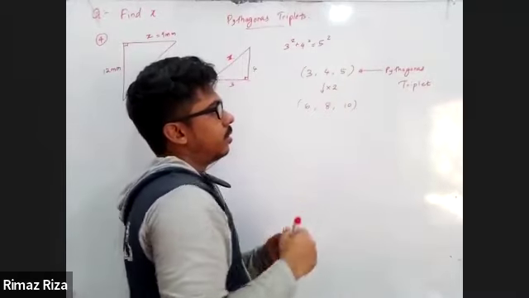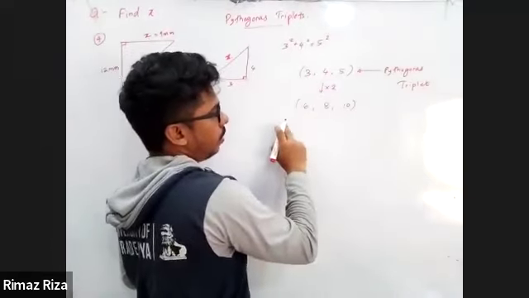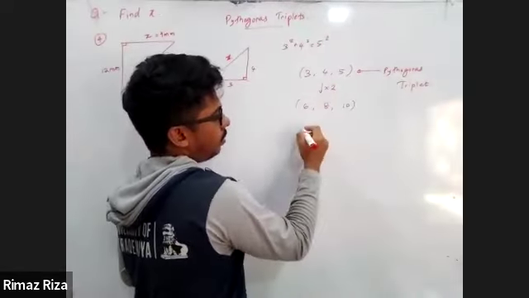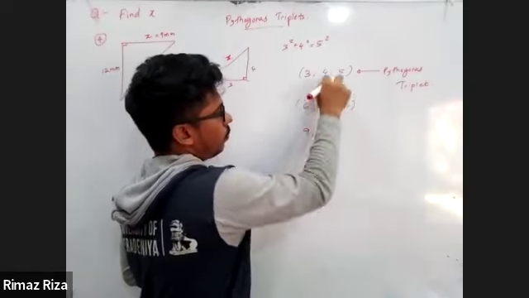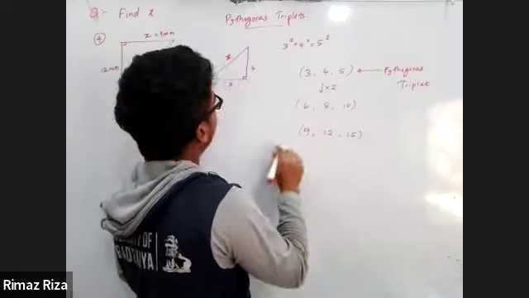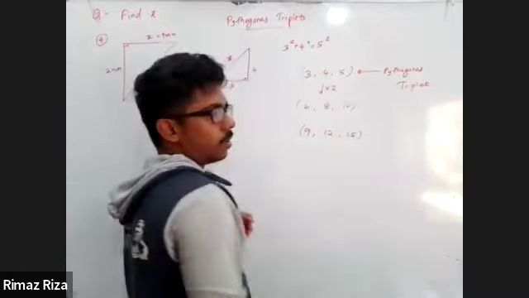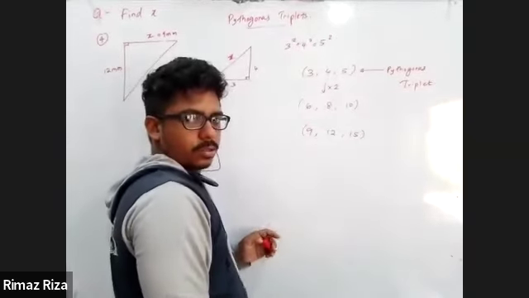Okay, 6, 8, 10. Or you can multiply this by 3. If you multiply this by 3, then what do you get? 3 into 3 is 9, 4 into 3 is 12, 5 into 3 is 15. So here 9, 12, 15. That is a Pythagoras triplet. Understood?